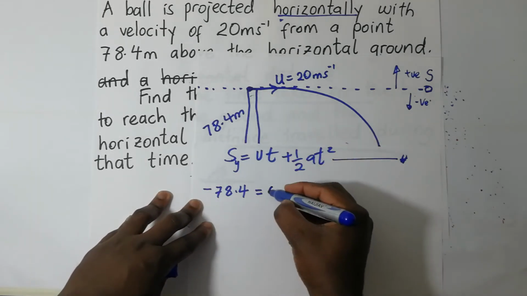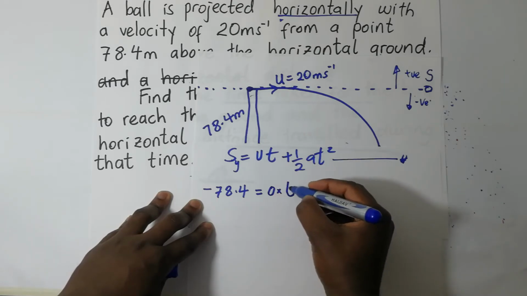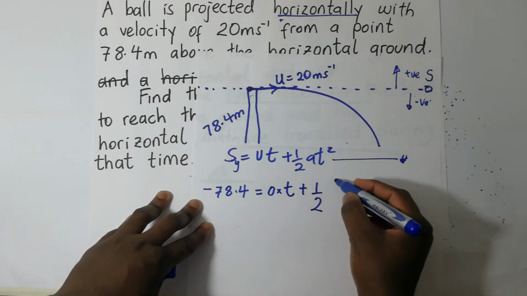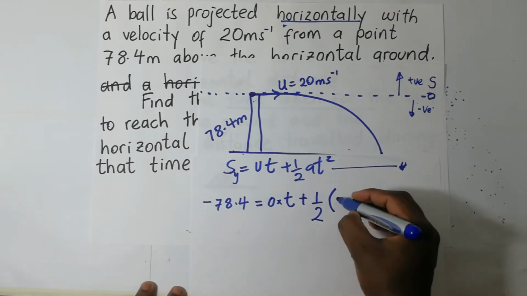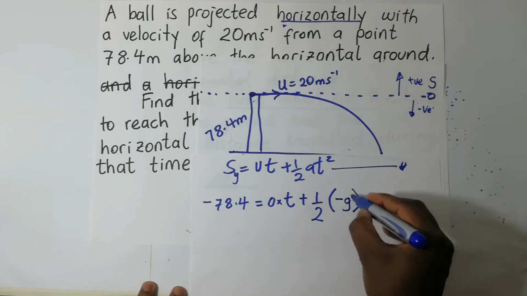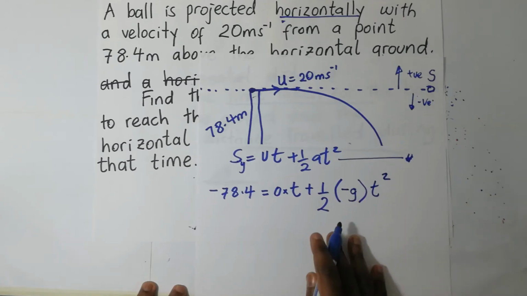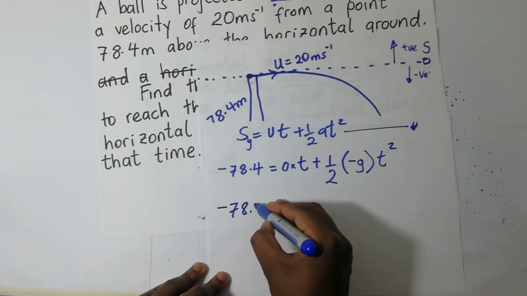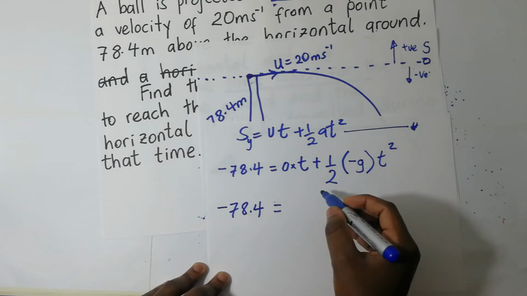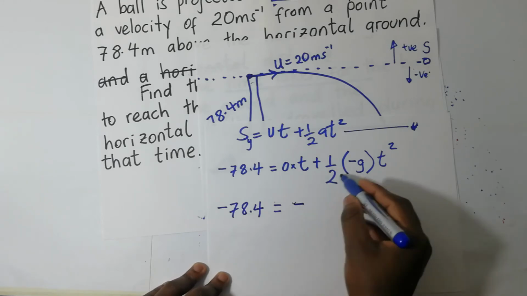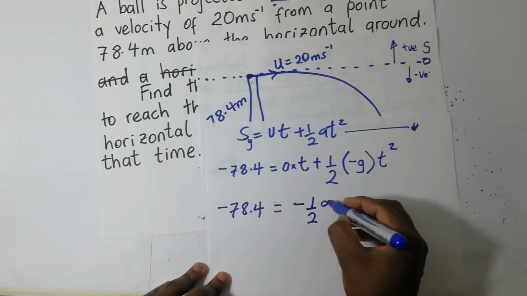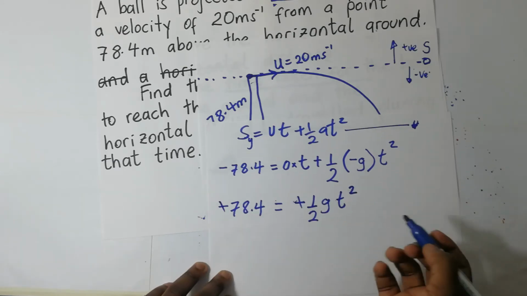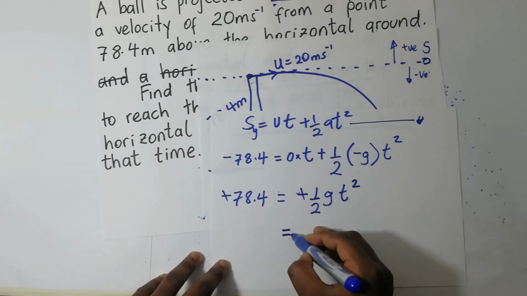So this is going to be 0 times the time taken. That's going to become plus a half times gravity. Gravity is negative g times t squared. So meaning this is going to become negative 78.4 is going to be equal to, all this is 0, so this is going to become minus a half times gravity times t squared. This negative cancels out with that negative, and we shall remain with our value of t here.